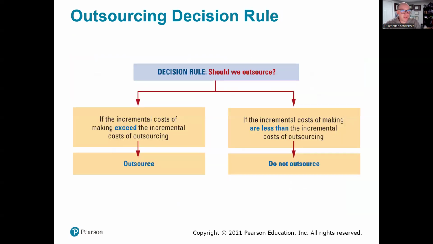So how do we make the decision? If the incremental costs exceed the incremental costs of outsourcing, then we outsource it. If the incremental costs are less than the incremental cost of outsourcing, then we do not outsource. That's the decision-making process.